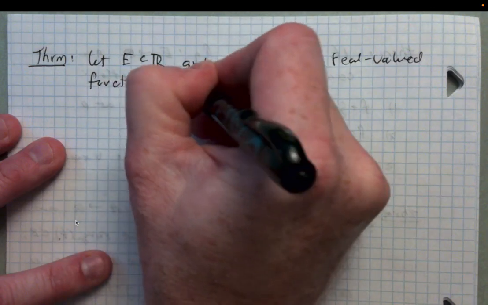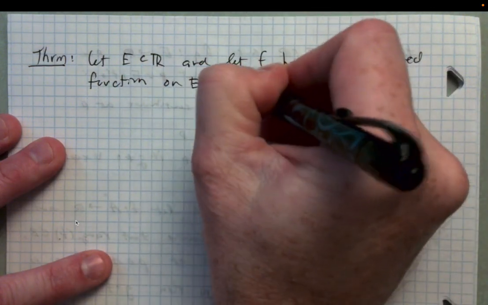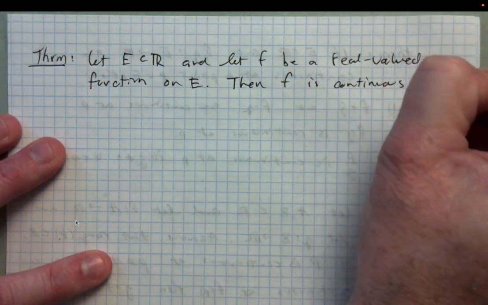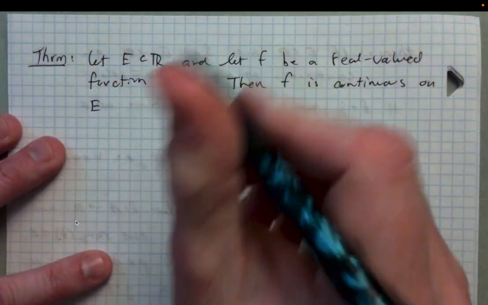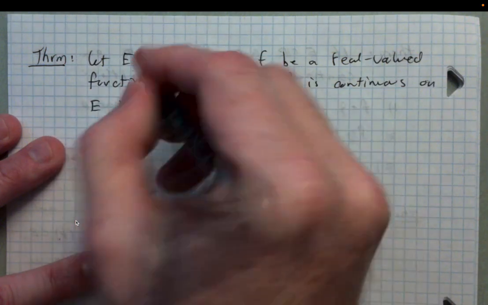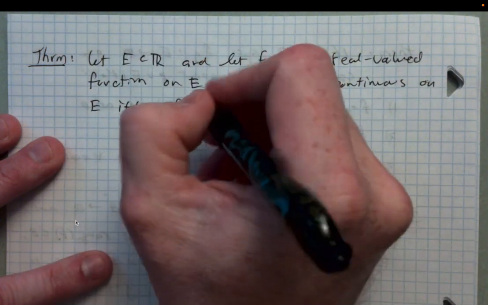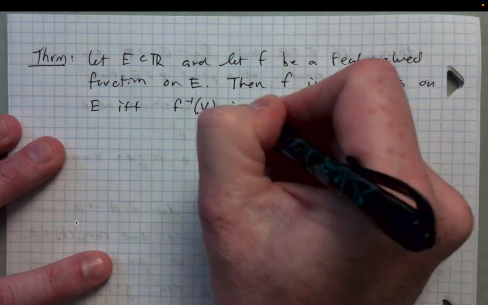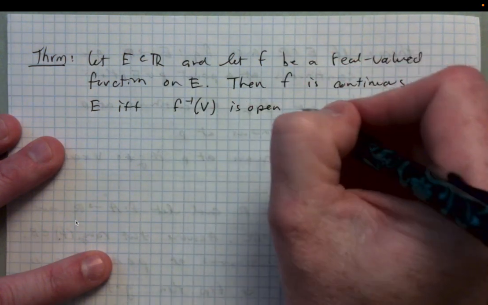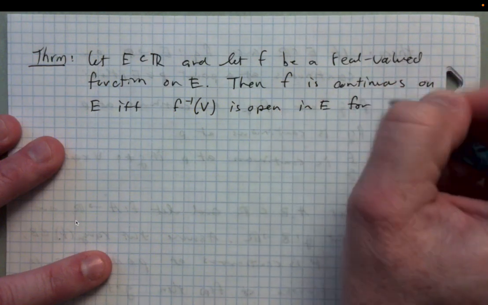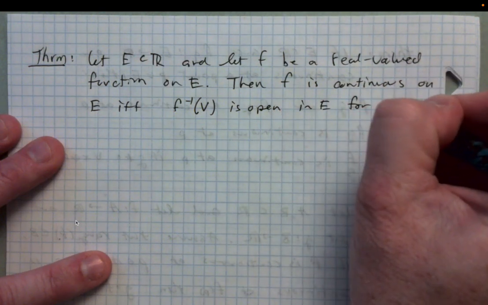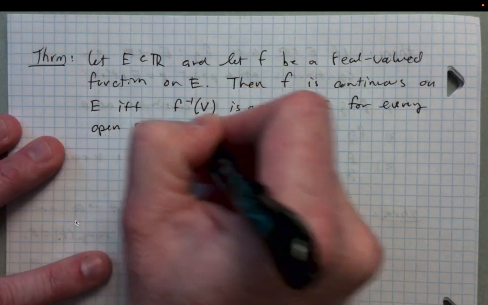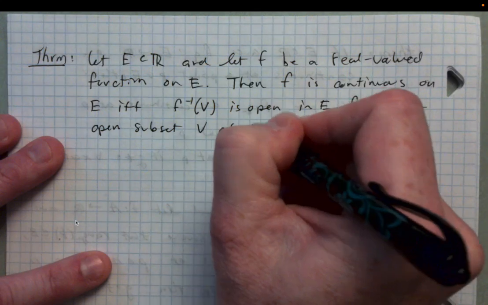On E. Then F is continuous on E if and only if F inverse V is open in E for every open subset V of R.